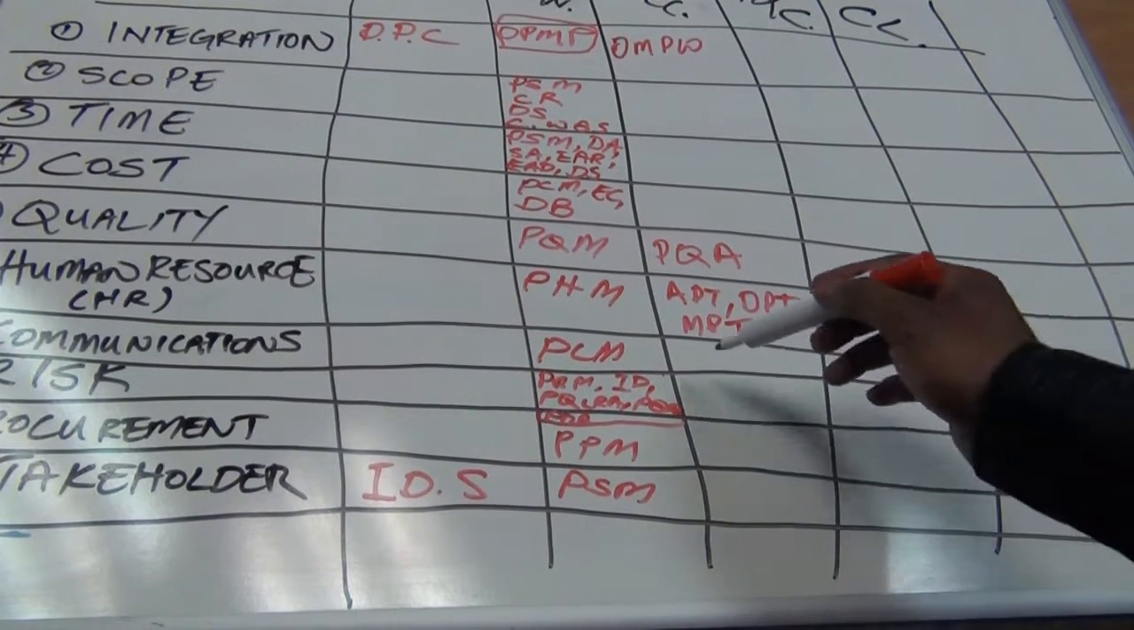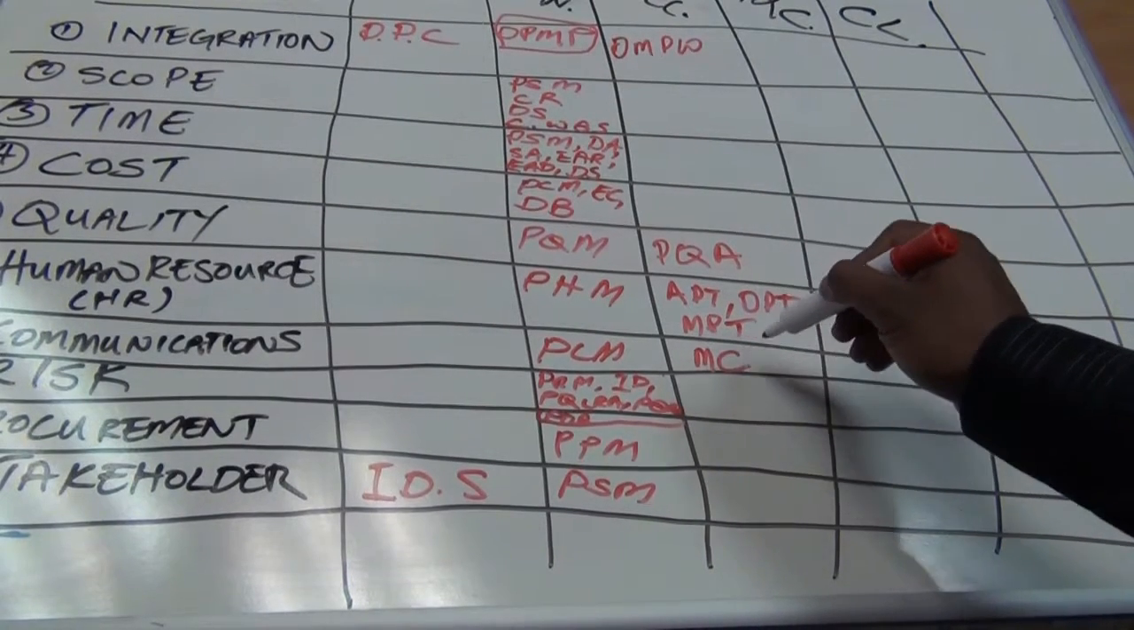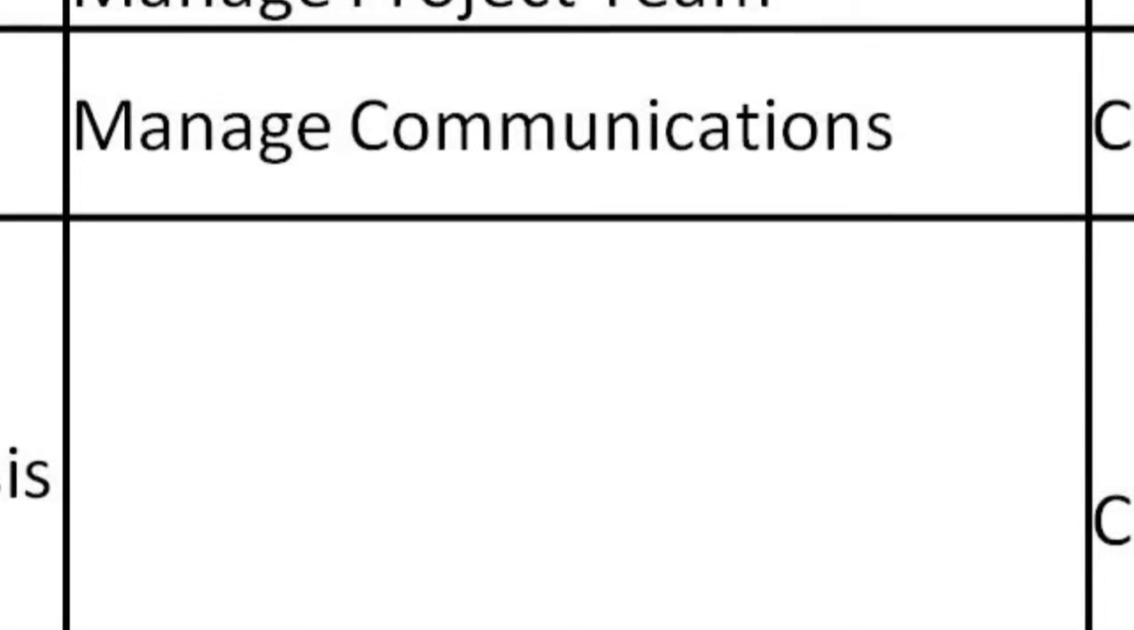Let's move down into communications. In communications, we have manage communications. I talked about this. This is where you distribute information. This is where meetings are held. This is where you ensure that the stakeholders get the communication they need.